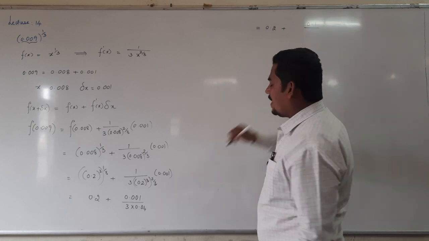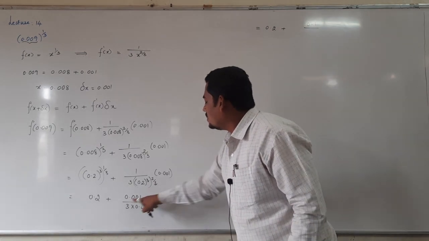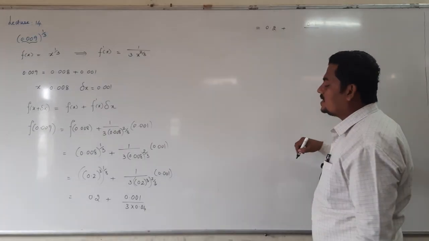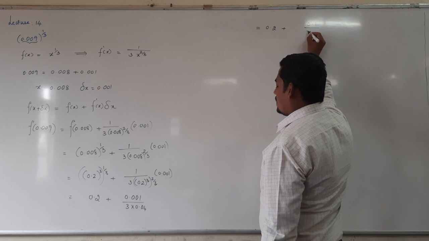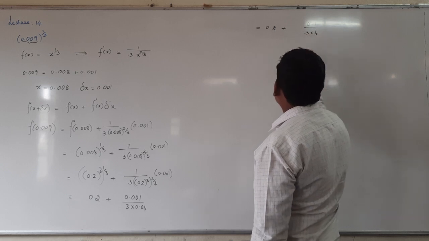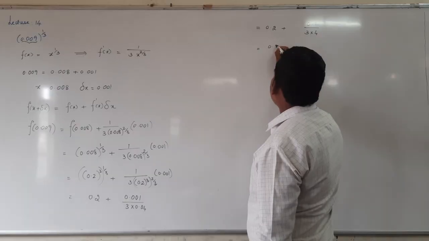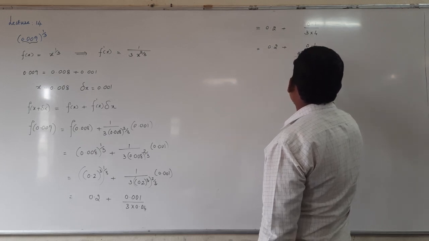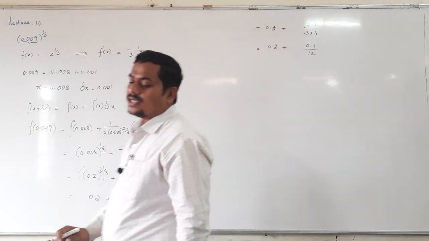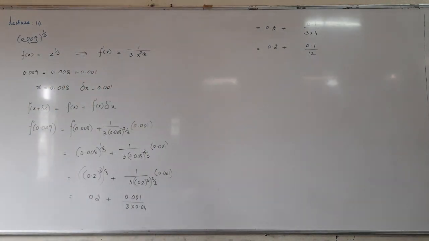0.001 divided by 0.04 is nothing but 0.1 divided by 4, so with the 3 that's equal to 0.2 plus 0.1 divided by 12, right? Just simplify 0.1 divided by 12.